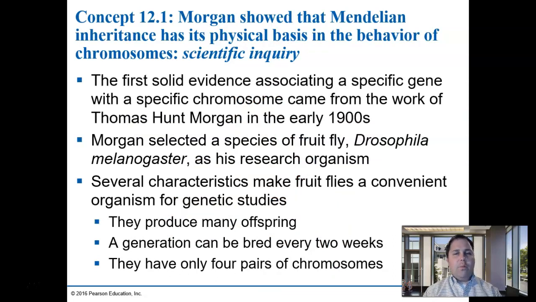Alright, so where it got a little more complicated is in the early 1900s. Thomas Hunt Morgan began to study the fruit fly, Drosophila melanogaster, instead of looking at things like plants. So fruit flies are a convenient organism for genetic studies. They're still used by many scientists around the world because fruit flies produce many offspring. They can be bred every 2 weeks, and they only have 4 pairs of chromosomes. So it's a lot easier to figure out what's going on with 4 chromosomes instead of 23 pairs like we have in humans, and you can make a lot of flies really fast, as you've probably experienced if you've ever left some fruit sitting out on your counter or anything like that.